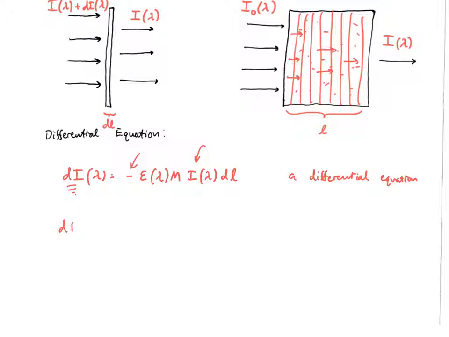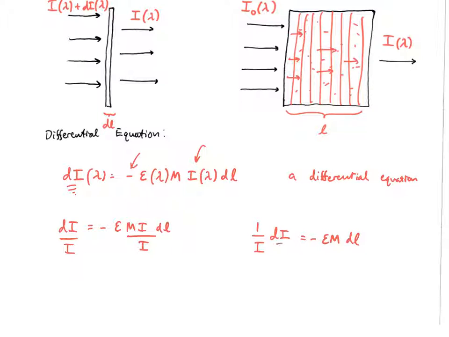Okay, first of all, I'm going to write out this equation in a slightly simpler form because it's a little bit cumbersome to have to deal with that function as lambda. So I'm just going to write it as dI equals negative epsilon m I dl, like that. Now the next step is to get I on the same side of the equation. So I'm going to divide both sides by I. And what do I get? I get 1 over I dI equals negative epsilon m dl.